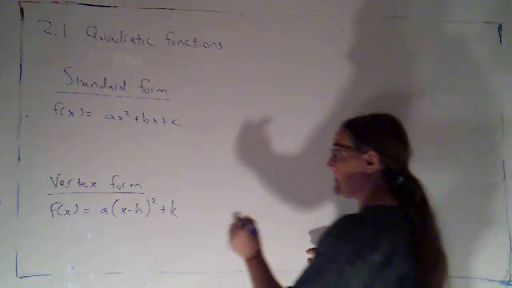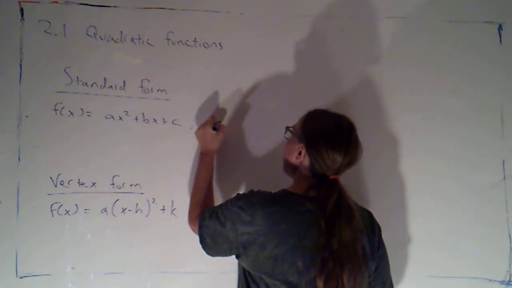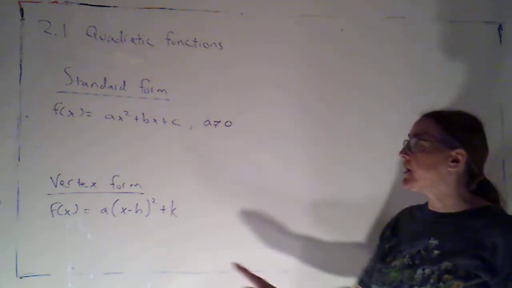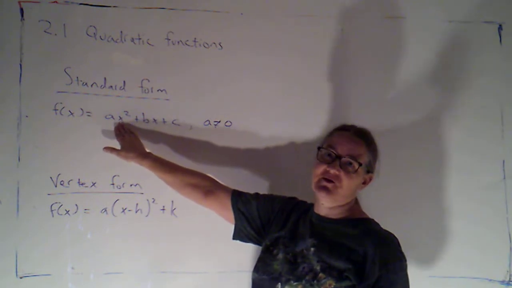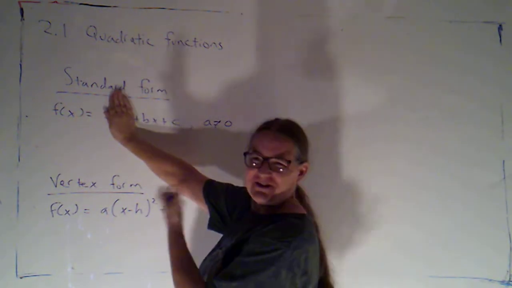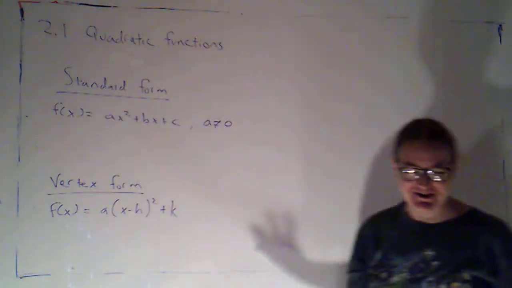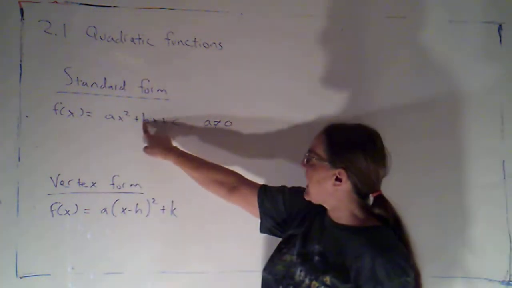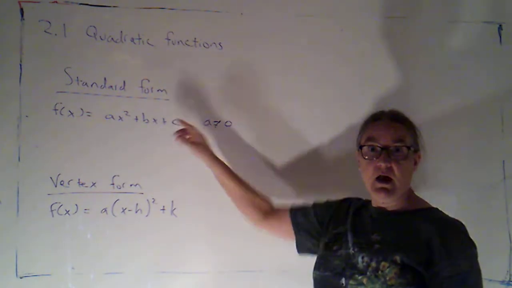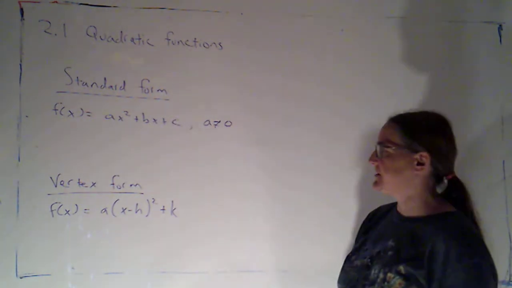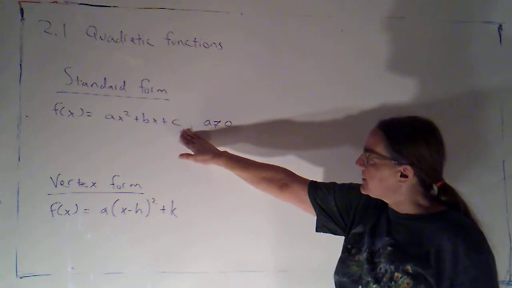The one rule that I'm going to have is that a cannot be 0. In order to count as quadratic, I actually have to have some x squareds. If I didn't have any, I'd have just a linear function. If I didn't have any x's either, I'd have just a constant function. Okay, so it's perfectly okay if b is 0 or c is 0, but I've got to at least have some x squareds. Okay. Now, this is standard form.